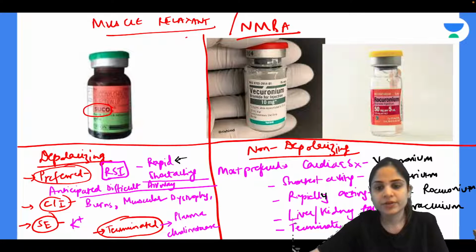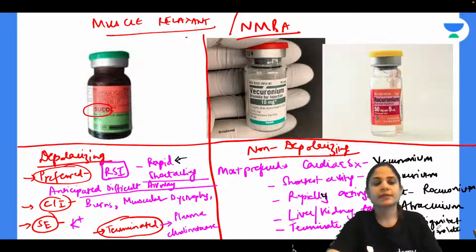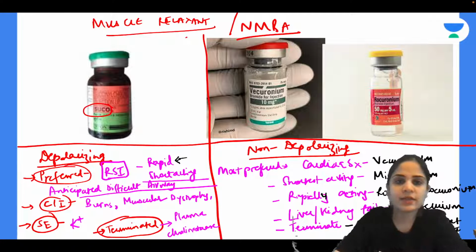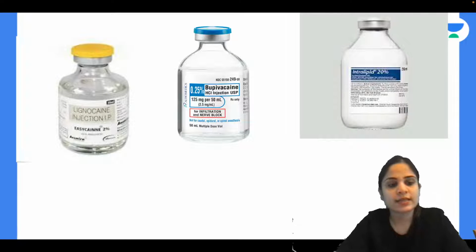And how do you terminate the action of non-depolarizing agent? You terminate the action by giving a reversal agent. What is the reversal agent? The reversal agent is a mixture of neostigmine plus glycopyrrolate. Alright, so these are all the questions that they will ask about neuromuscular blocking agents or muscle relaxants. What is the next class of drugs that you can see over here?